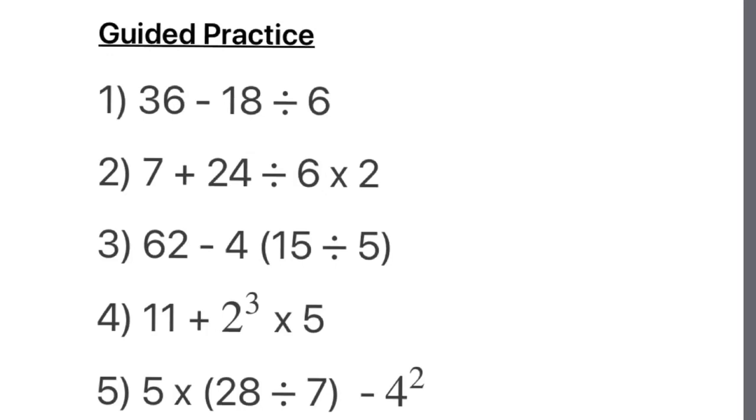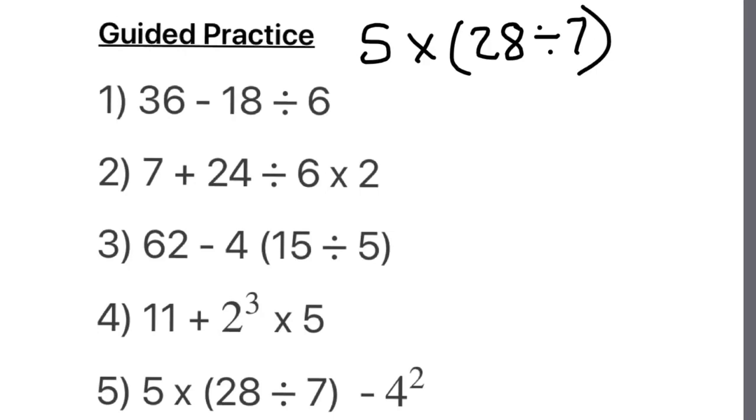So number 5 is getting up there with the complication. It's getting a little bit harder. We've got parentheses and we've got exponents. So I'm just going to copy the problem so that we have enough room to work it out. So we're going to start with our parentheses. 28 divided by 7 is 4. And then I'm going to copy everything else.